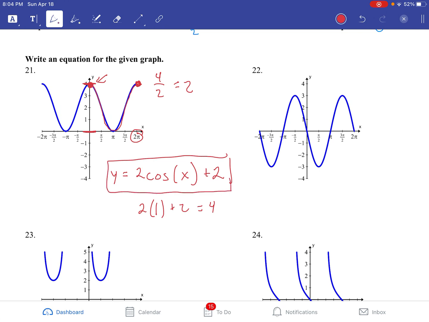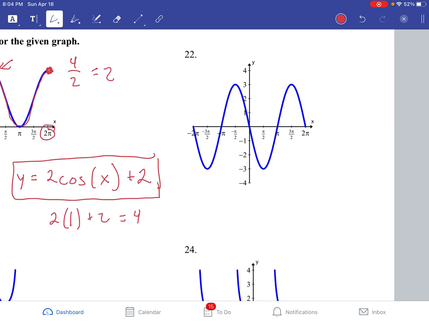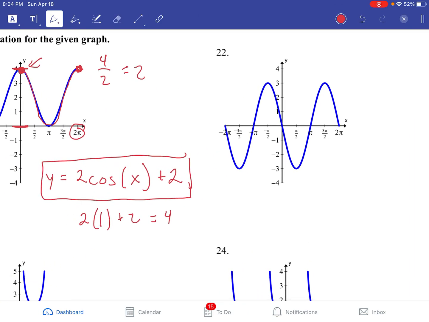And there you go. 2 cosine of x plus 2. All right, let's look at 22. Again, if we start on the y-axis, we go down, up, up, and down. We've just drawn a sine function. Okay.